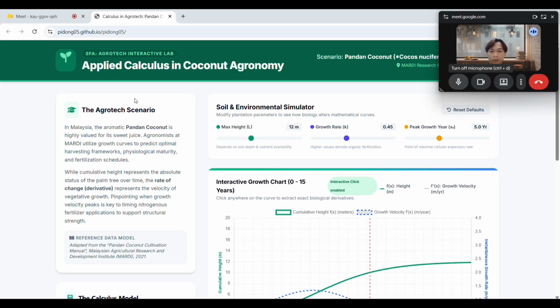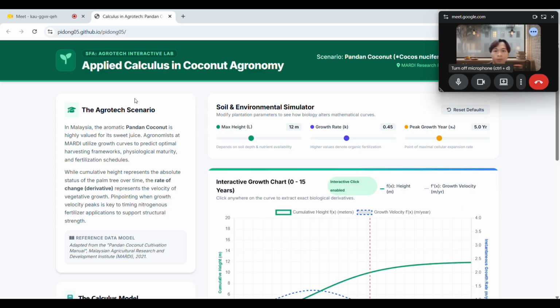Hello, my name is FADIUS, and my course is SFA. Today, I will present my HTML project, and the title is Soil and Environmental Simulator. This project focuses on mathematical modeling of pandan plant growth using a calculus approach. And now we go to the summary of the problem and its importance.